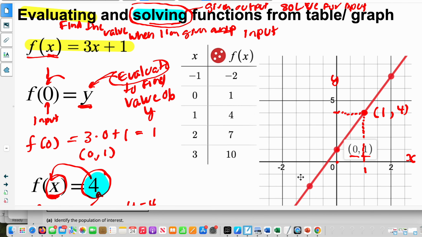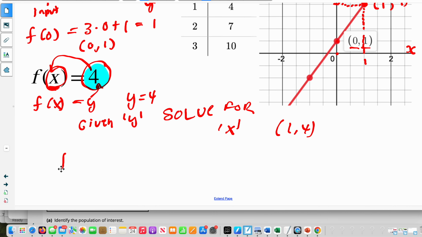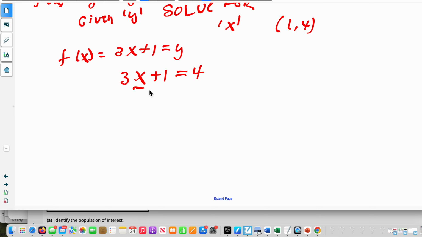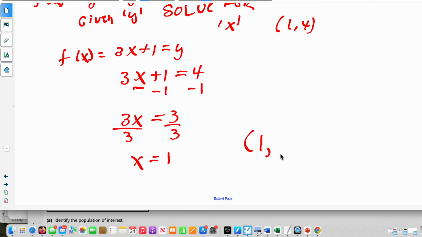Now, I could do this algebraically as well, right? Here's my function, f of x equals 3x plus 1, and I know this equals y, which equals 4. So I have 3x plus 1 equals 4. I can solve for x algebraically. Subtract 1 from both sides, I get 3x equals 3. Divide both sides by 3, I get x equals 1. So I solve for x equals 1, y equals 4.